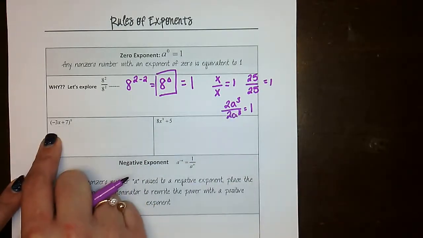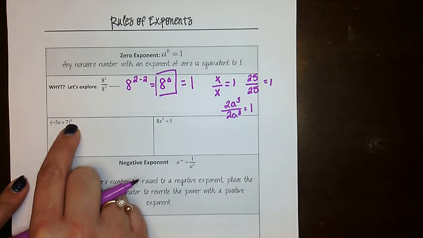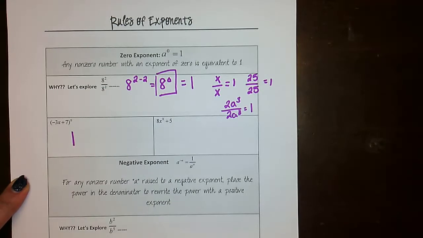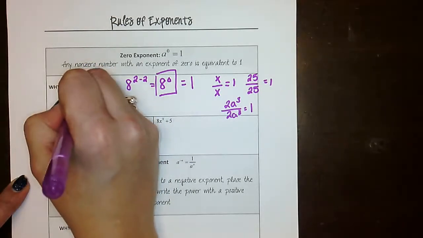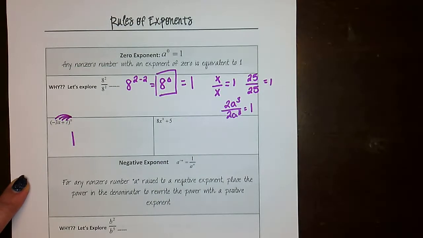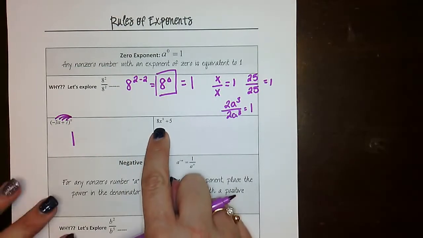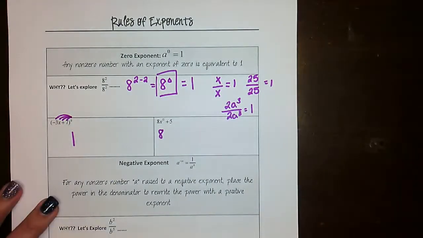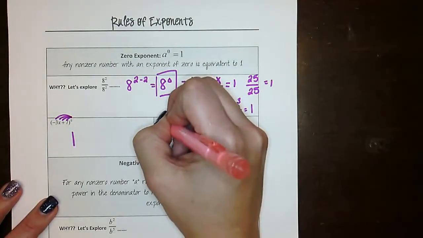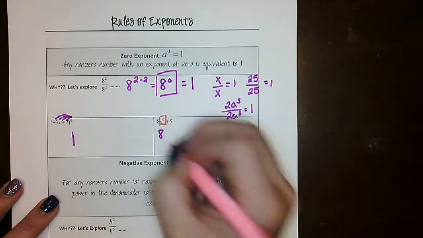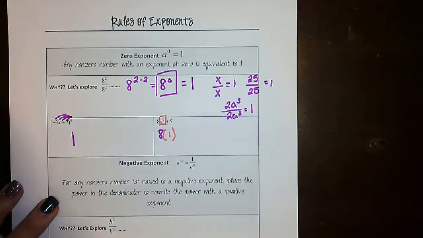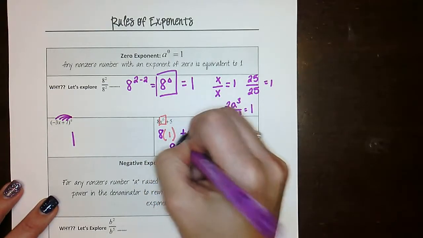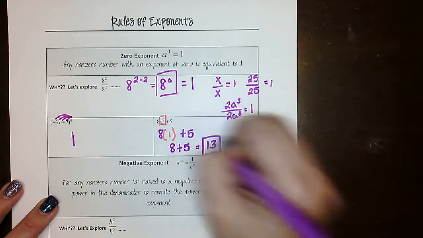So if we look at this example, all of this in parentheses is being raised to the 0 power. So this entire problem is 1. And that's it, because the 0 is being distributed to everything in parentheses. If I look at this one, I don't have parentheses, so my 8 stays the same. The only thing that this 0 is for is the x, because there is no parentheses. So that'll be a 1 plus 5. 8 times 1 is 8, plus 5 gives me 13, and that's my answer.